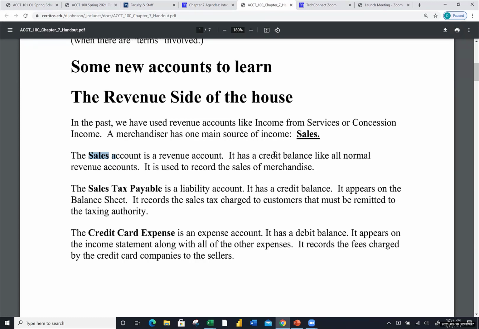And like all revenue accounts, it has a credit balance. And like all revenue accounts, it's going to go on the income statement. Okay, so sales is going to be an account that we use with every sales transaction. And if you were to go today and look up any of these merchandisers' annual reports, they're called 10Ks, you would see that Target has sales, Home Depot has sales, car dealers have sales. That is the major revenue account.